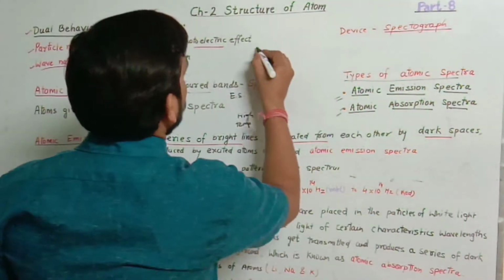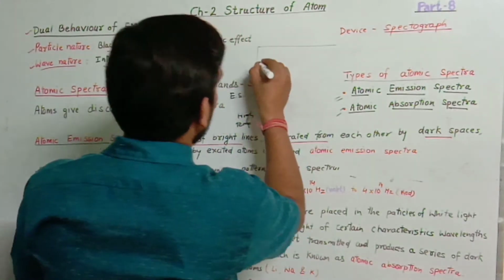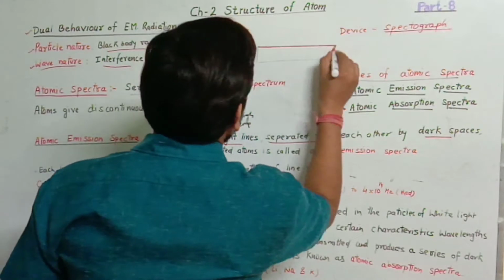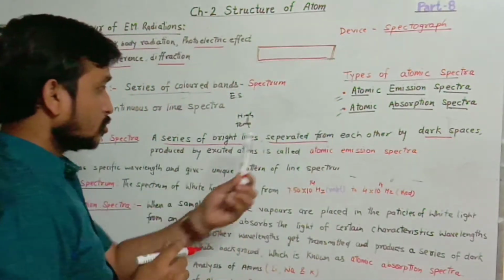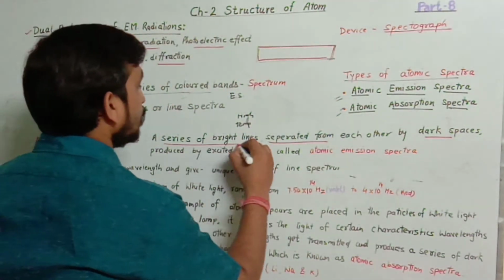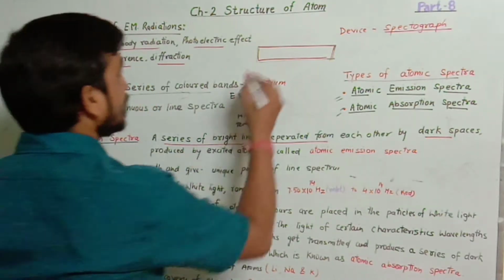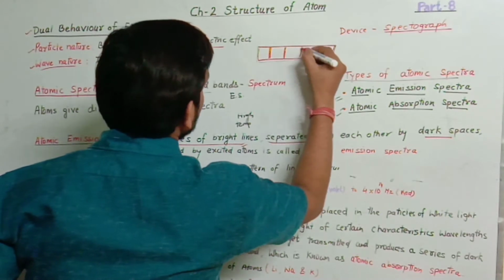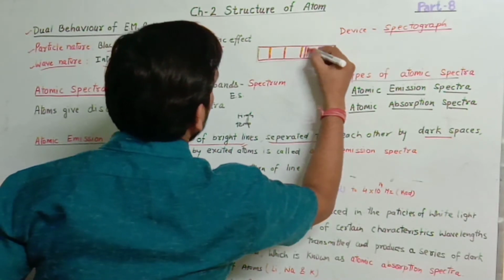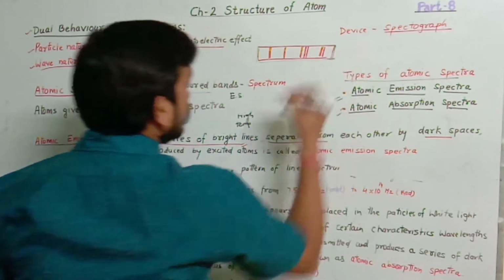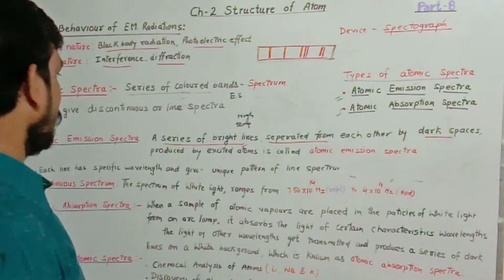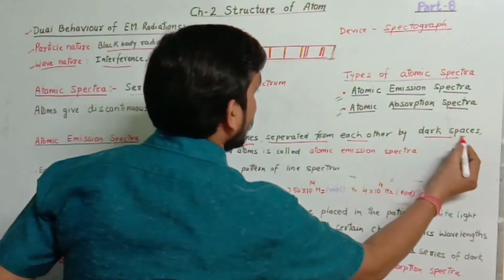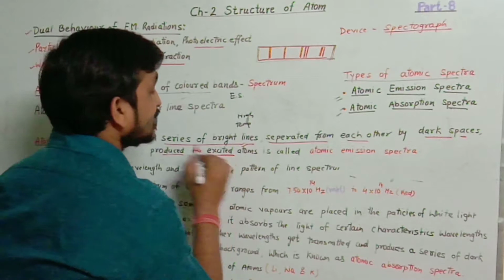Okay, so whenever an atom is excited, it forms bright lines which are separated from each other by dark spaces, and it forms the atomic emission spectra. So it is a series of bright lines separated from each other by dark spaces produced by an excited atom.